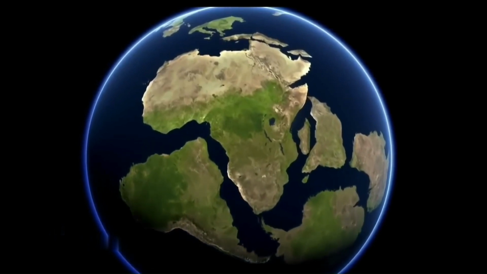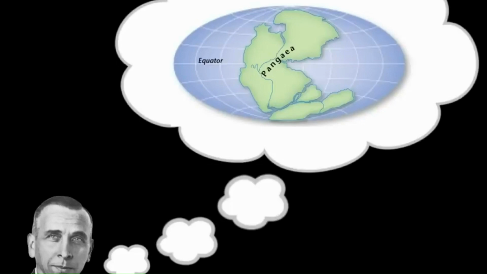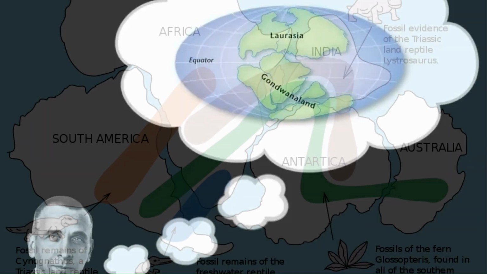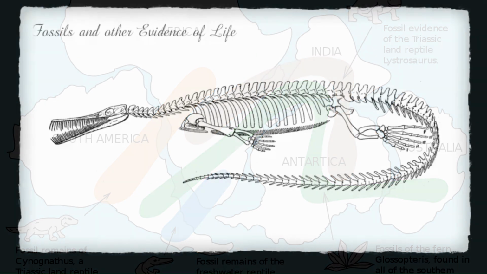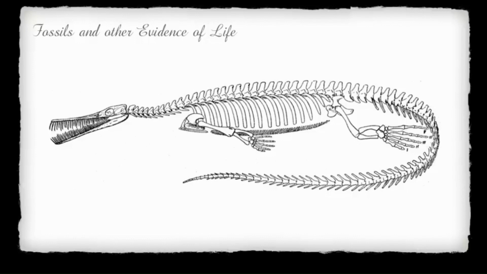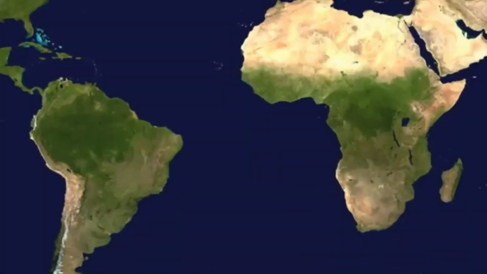Wegener gathered several lines of evidence to support his theory, which included fossil evidence. Similar fossils of plants and animals were found on continents that are now widely separated by oceans. For example, fossils of the extinct reptile Mesosaurus were found in both South America and Africa, suggesting these continents were once connected. Fossils of the plant Glossopteris were found across southern continents like South America, Africa, Antarctica, and India, indicating they were once part of a larger landmass.